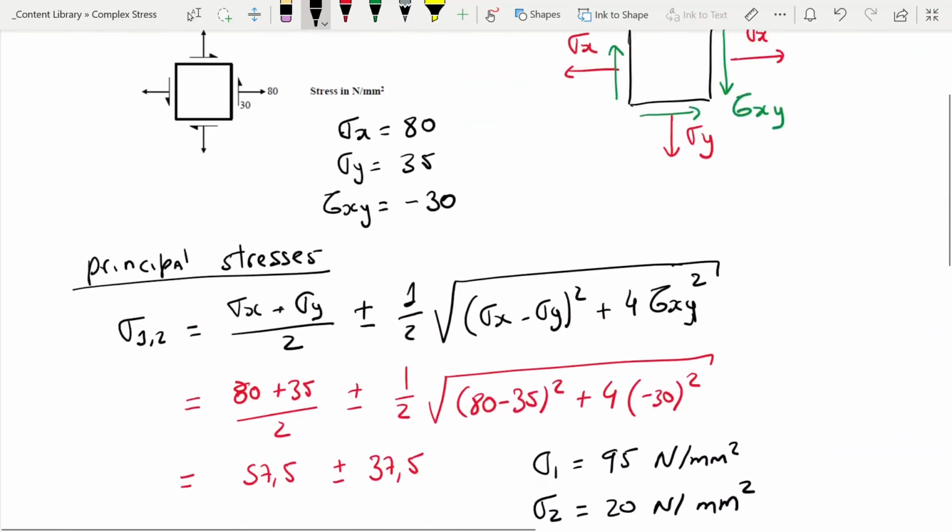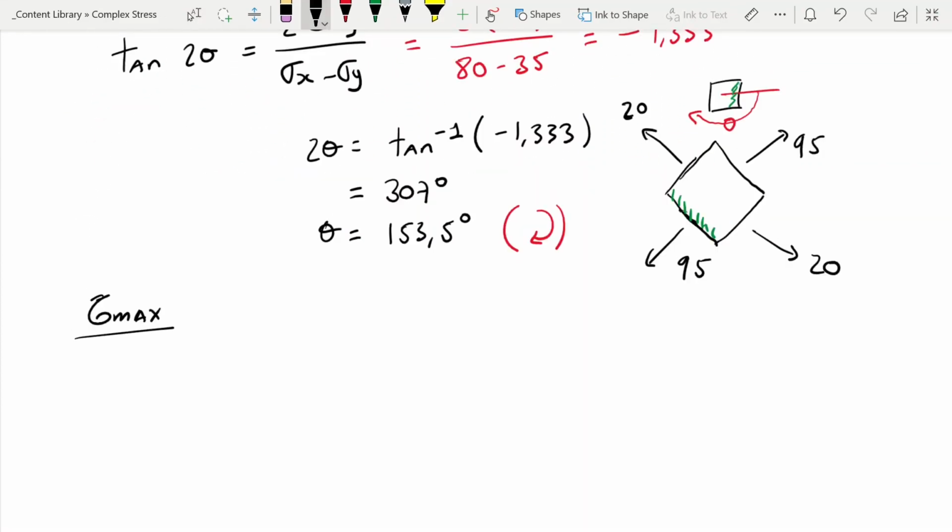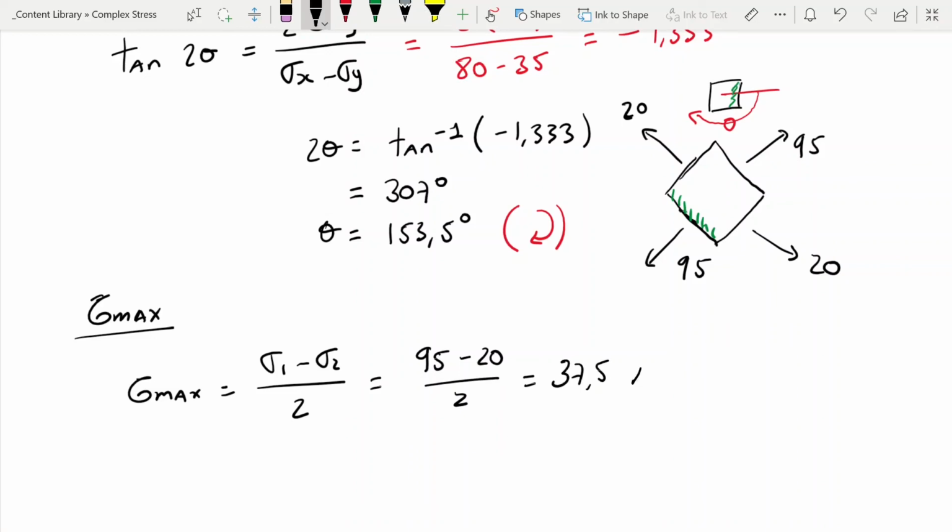So this is it. And finally, the last question is the maximum shear stress. The formula for tau max, the maximum shear stress, is equal to sigma 1 minus sigma 2 divided by 2. We calculated these already, so it's 95 minus 20 divided by 2, and this is equal to 37.5 Newton per millimeter square.